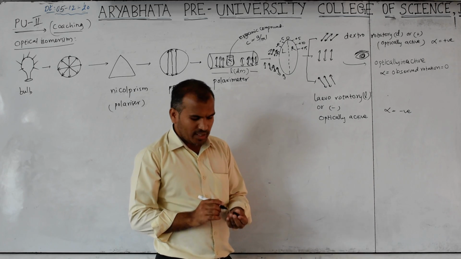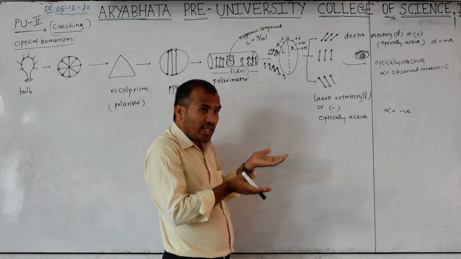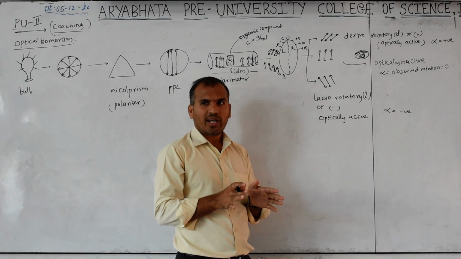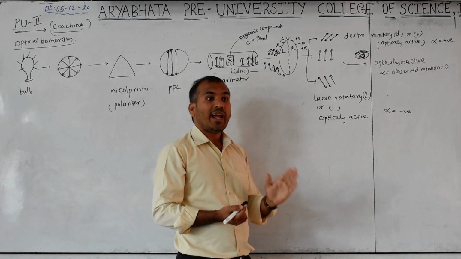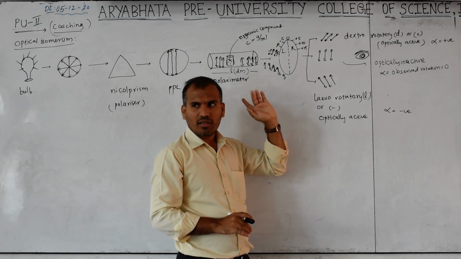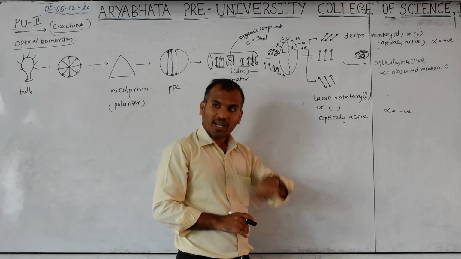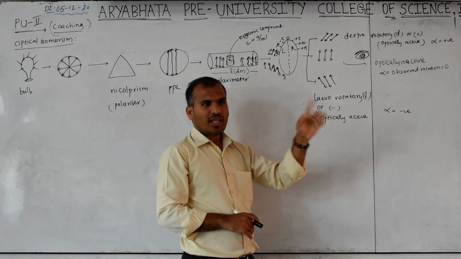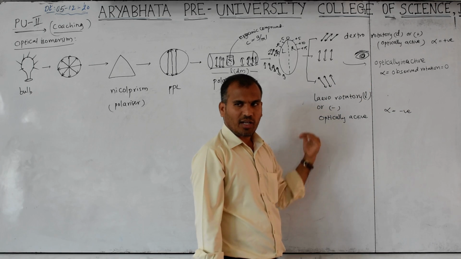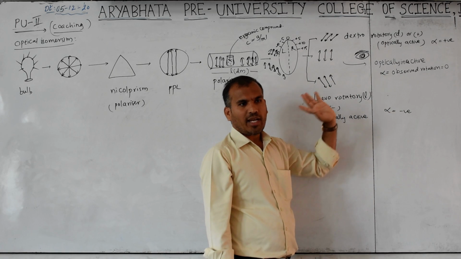So how many conditions are there? Plane polarized light may be rotated by the organic compound. Got the concept? Not that light rotates the organic compound; the organic compound rotates the light. Then we get three possibilities: maybe right side, dextro; maybe left side, levo; or not in any direction, which is called optically inactive.